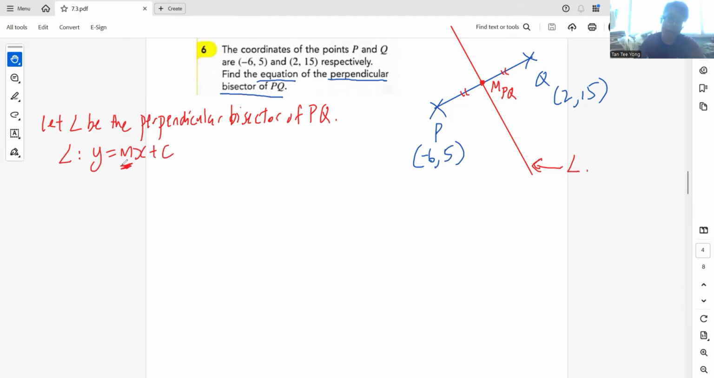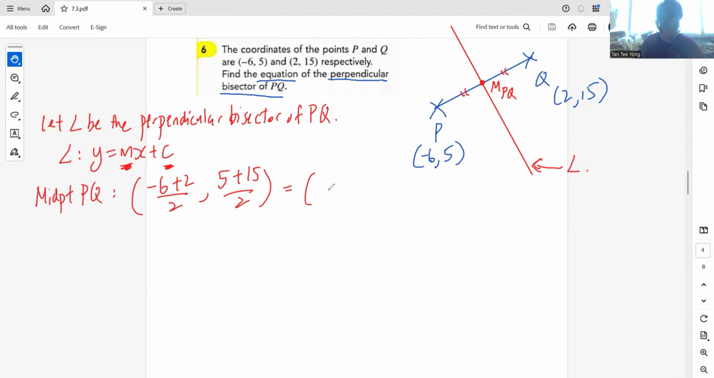Like I said, in question 5, we need to find the gradient and the c, the y-intercept. So before I find the gradient, I want to find the midpoint of PQ. So midpoint of PQ is negative 6 plus 2 over 2, comma 5 plus 15 over 2. All right, so this is actually negative 2, comma 10. Okay, so this is the midpoint of PQ.